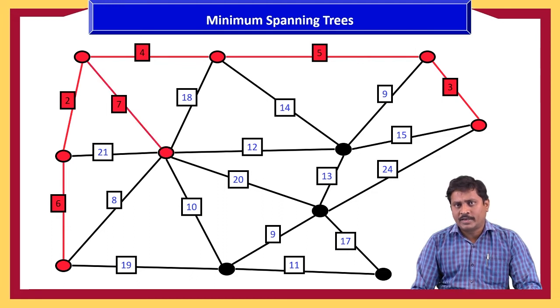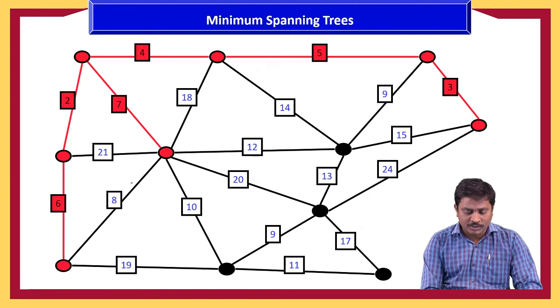Next minimum cost value is 7. We choose it. Next minimum cost value is 8. Suppose we choose this 8. It forms a loop, so we won't choose this one.